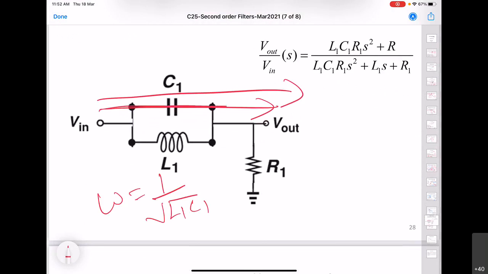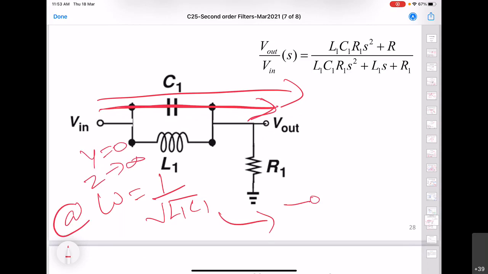So this path will be open, admittance will be 0. That means impedance is going to be infinite at this frequency. So at this frequency, the equivalent circuit will get reduced to this form. Clearly you can see that V output is going to be 0 because this path is open at this frequency.